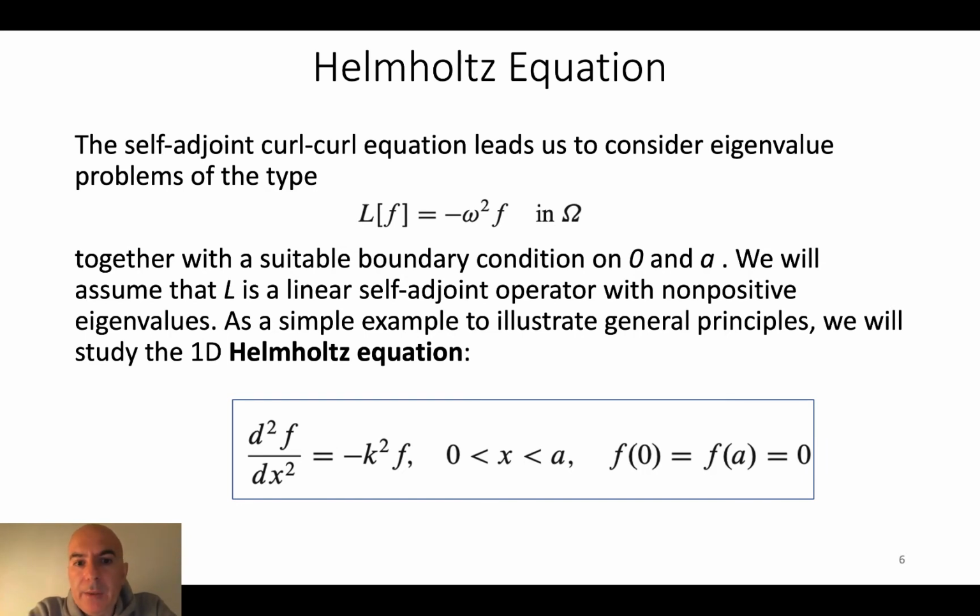As a simple example to illustrate this general principle, we will study the 1D Helmholtz equation, which is the following. We have our independent variable x varying from 0 to a, and associated boundary conditions: f at 0 and f at a are equal to 0. And the Helmholtz equation is the following: we have a second-order derivative of f equal to minus k squared multiplied by f.